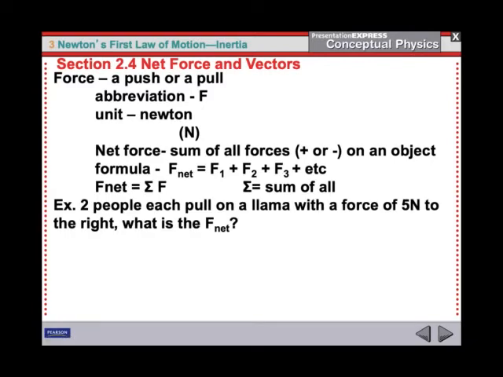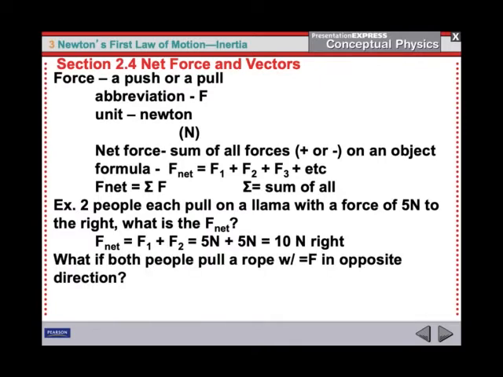So, here's an example. Two people each pull on a llama with a force of 5 newtons to the right. What's the net force? Well, looking at our formula here, the net force is going to be the first force, which is 5 newtons, and then what the second person pulls, and that's 5 newtons. So the net force is going to be 10 newtons to the right. And it's really, really important that you put the direction on there, and we'll talk about that in just a minute. Because in physics, direction is really, really important. That one was pretty easy, the 5 plus 5, because they're both pulling in the same direction, so they pull with twice as much force, which would be 10 newtons.